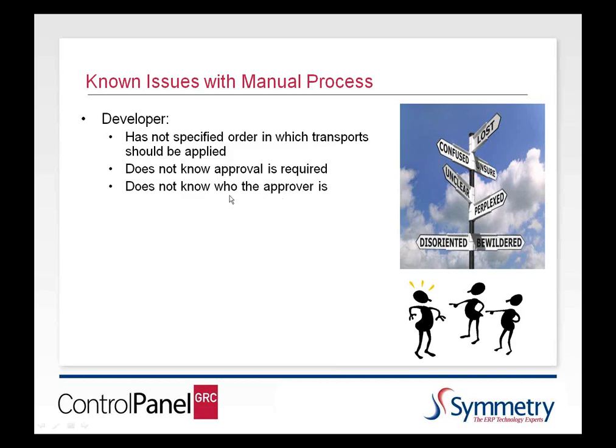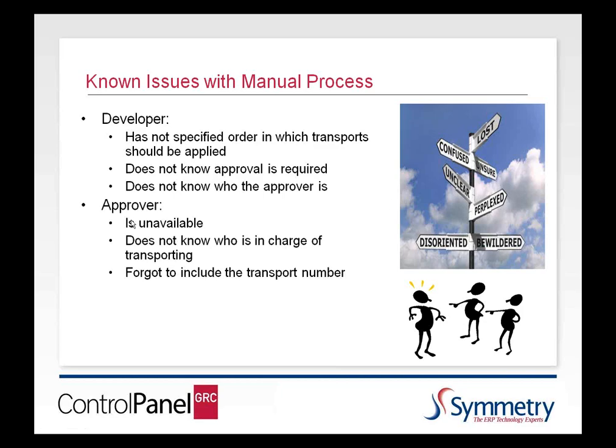Or possibly the developer does not know who the approver is, so they'll talk to who they know, and we have to hunt down the approver so that the transport can be approved to move to the next system. If the approver is unavailable, then hopefully the company has a backup approver that also has authority to approve transports. If they're both unavailable, then you have to wait, obviously. Everyone has vacation time. They're not always going to be available.